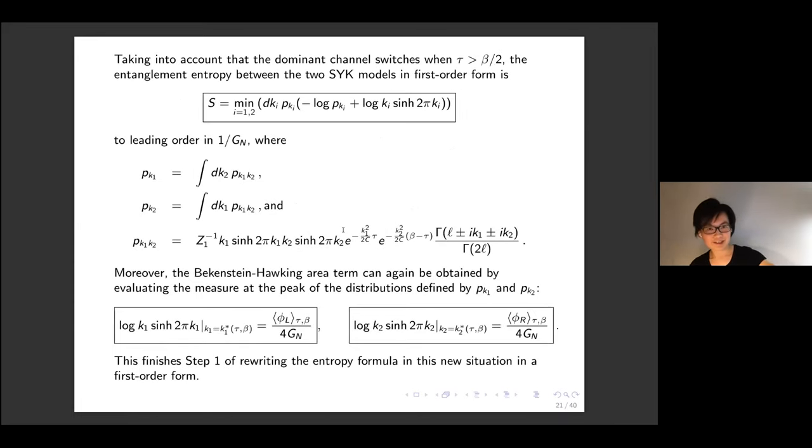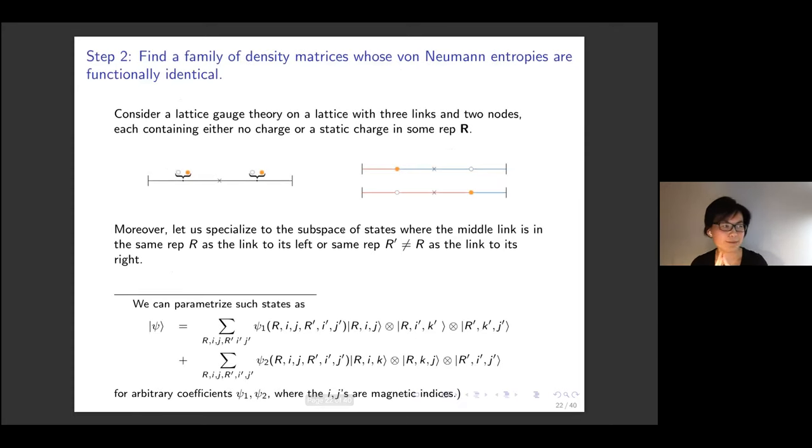Sure. Okay, but just to recap now, I want to find an exact density matrix in a gauge theory toy model that will give a very similar entropy formula to this formula at the top. And so here's the setup for the toy model.